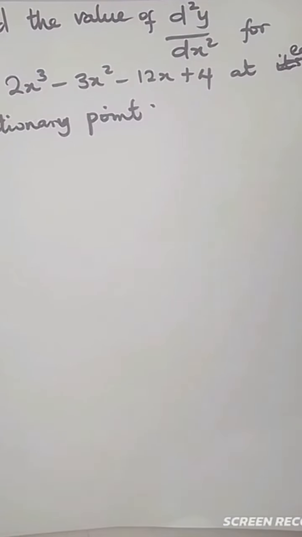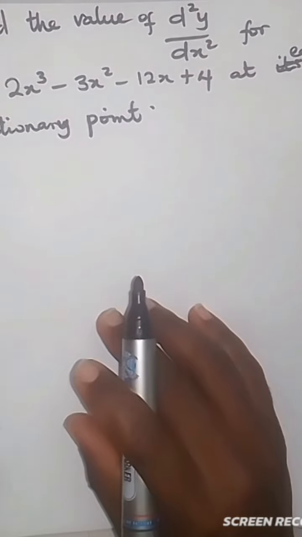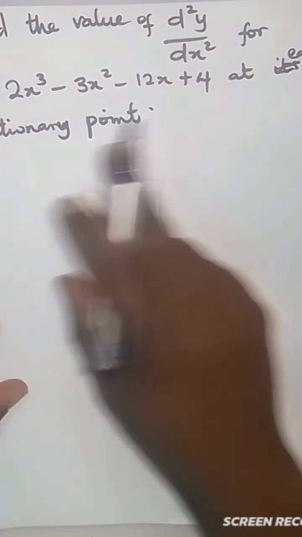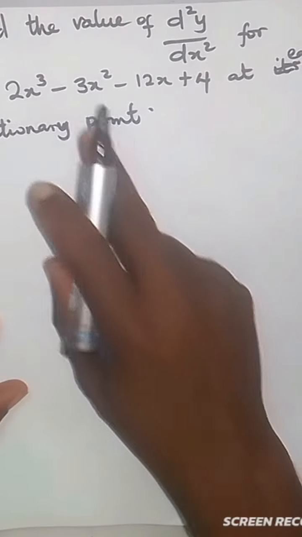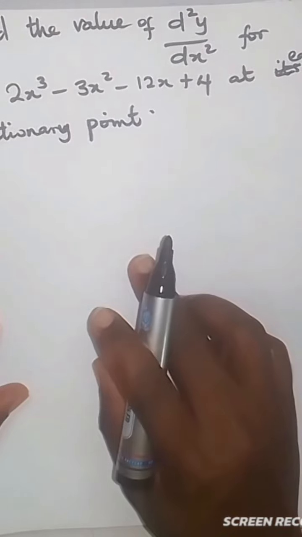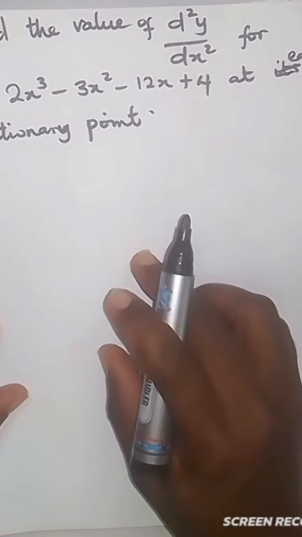Hello, let's look at this question on calculus. The question is: find the value of d squared y over dx squared for y equals 2x cubed minus 3x squared minus 12x plus 4 at each stationary point. So how do we solve this?